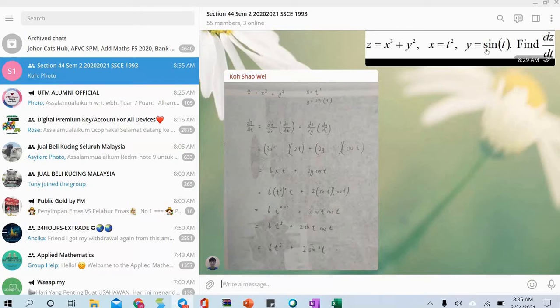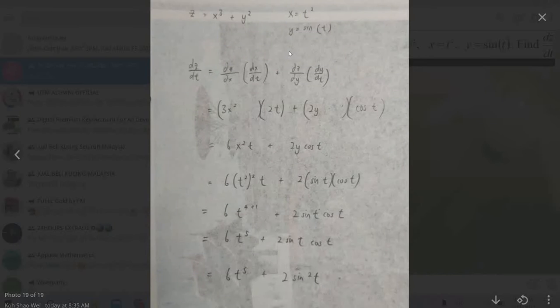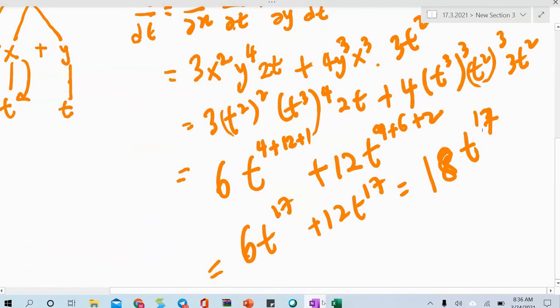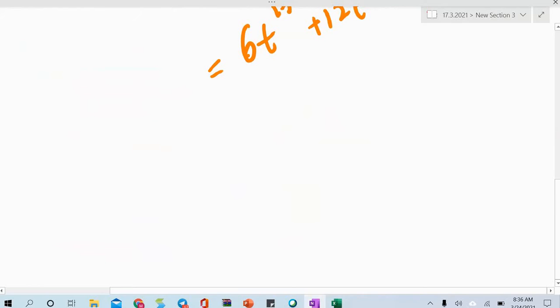z equals something squared, x equals t squared, y equals sin t. Find dz/dt. Okay, so to find this, dz/dt will be del z del x times dx/dt, plus del z del y times dy/dt. Try to solve.